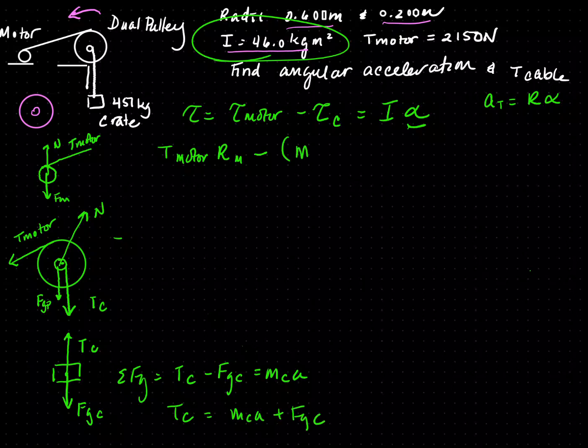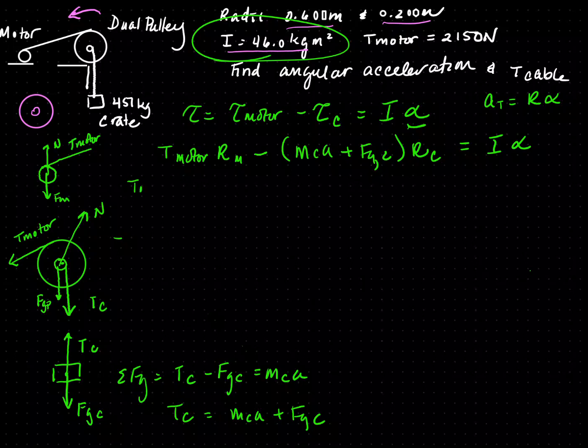So this becomes Mca plus Fgc times the radius of the smaller one. So I'm just going to put that as crate. This is equal to I alpha. Since the pulleys are put together, it's a dual pulley on the same axle, they're going to have the same angular acceleration. So now I'm going to substitute in for the tangential acceleration of the crate, because since they are on the same axle, they're going to rotate at the same angular acceleration.